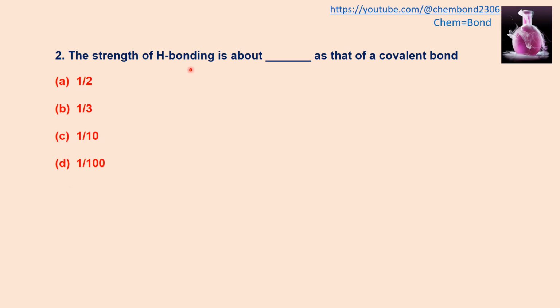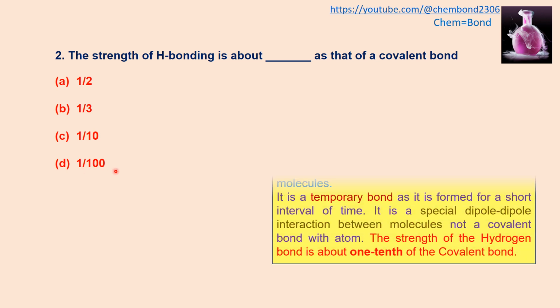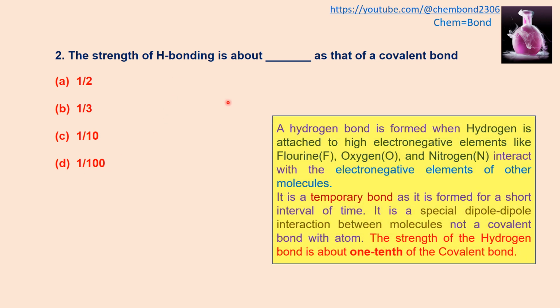The strength of hydrogen bond is about dash of the covalent bond: 1 by 2, which means half, 1 by 3, 1 by 10, 1 by 100. So first we will learn about the hydrogen bond. Hydrogen bond is the bond that is formed between the hydrogen that is attached to a highly electronegative element, like fluorine, oxygen and nitrogen, and the electronegative elements like fluorine, oxygen and nitrogen of another molecule.